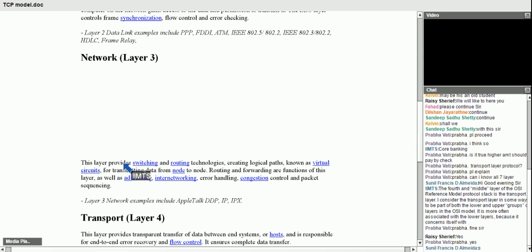Then comes the network layer. So this layer provides switching and routing technologies, creating logical paths known as virtual circuits for transmitting data from node to node. Routing and forwarding are functions of this layer, as well as addressing, internetworking, error handling, congestion control, packets, and sequencing. So what does the network layer do? The network layer is basically responsible for the switches and routers configuration.